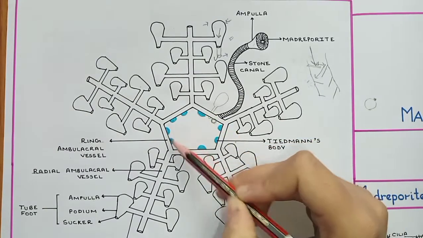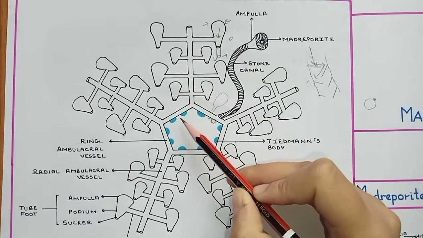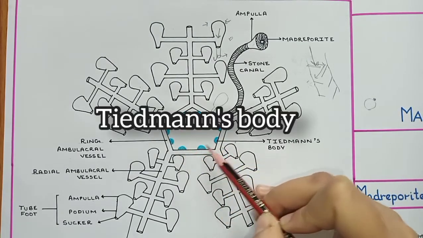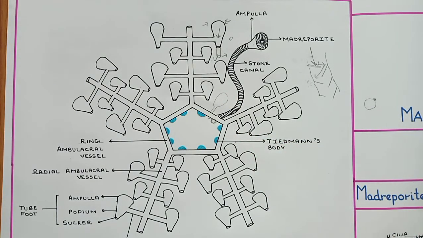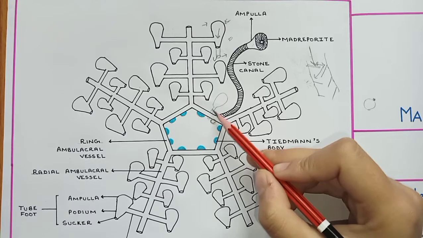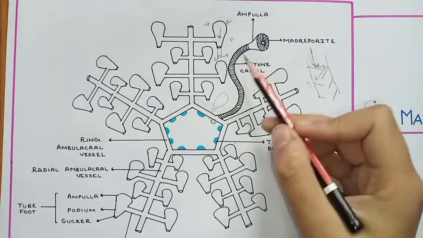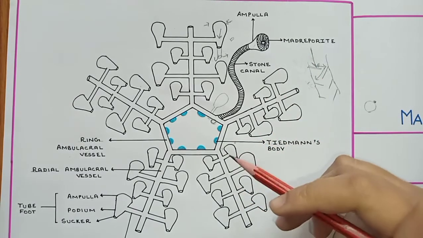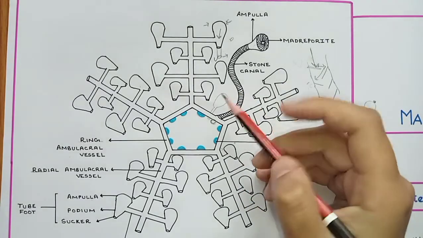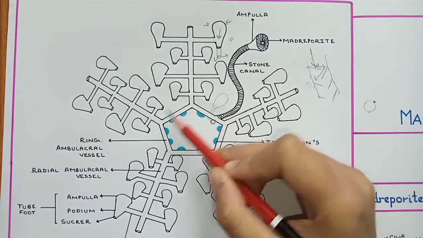On the inner wall of the ring canal, I mentioned the Tiedemann bodies and the Polian vesicles. The Polian vesicles are absent in the class Asteroidea, but usually the function of these Polian vesicles is that they act as a water reservoir. The excess water gets stored in these Polian vesicles, and when the organism requires water, when it comes on land, the Polian vesicles give the water back into the system.